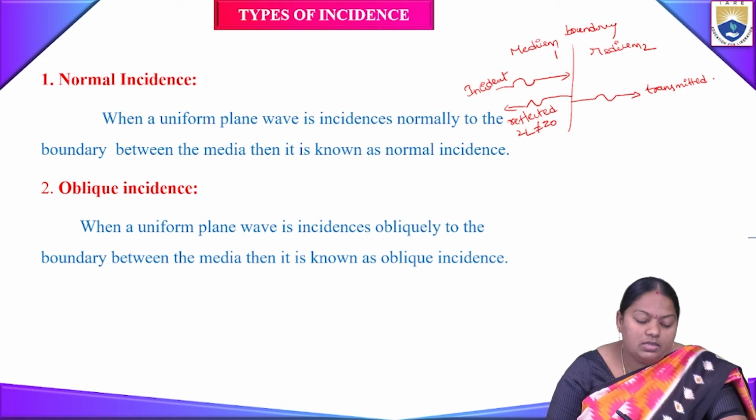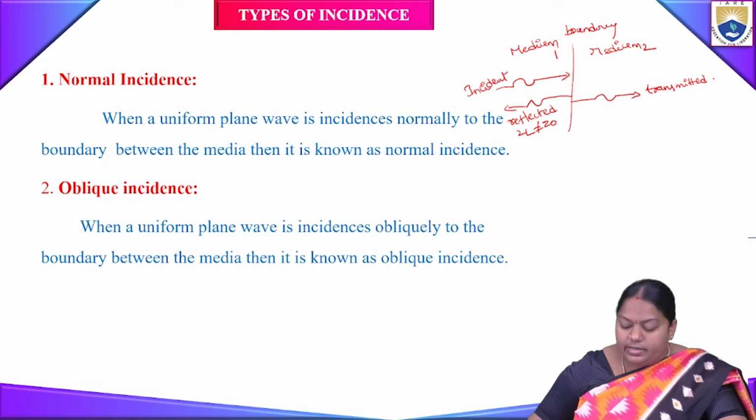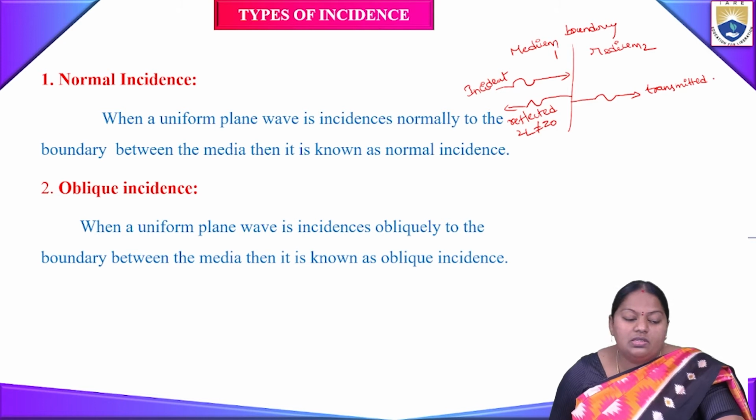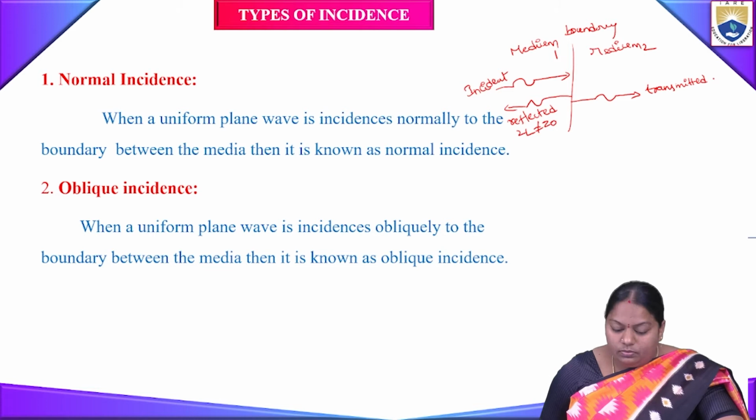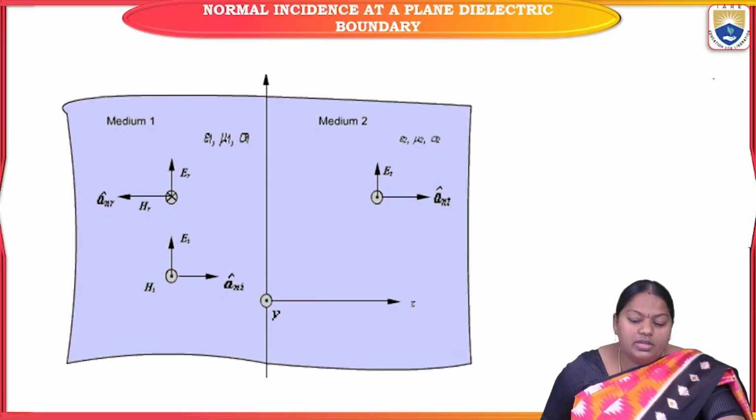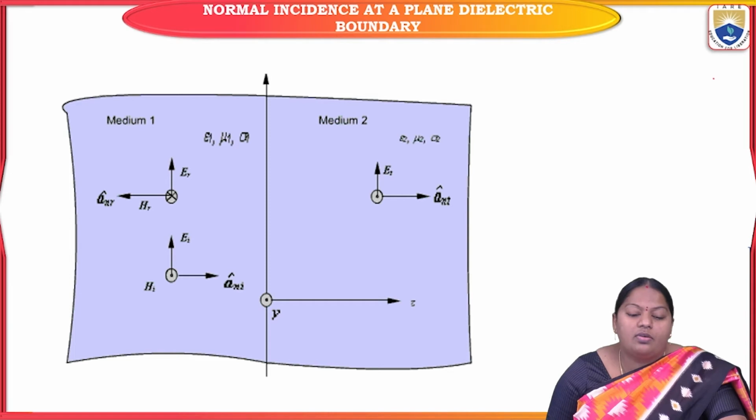Coming to oblique incidence, when a uniform plane wave is incident obliquely on the boundary between the media, it is known as oblique incidence, right? So there are two types of incidence, normal and oblique. First we are going to learn about normal incidence at a plane dielectric boundary.